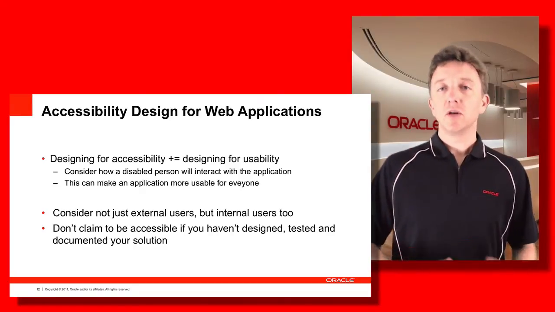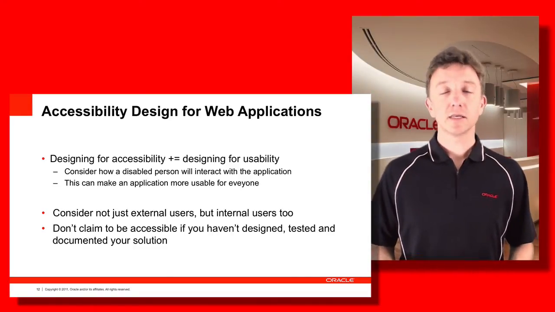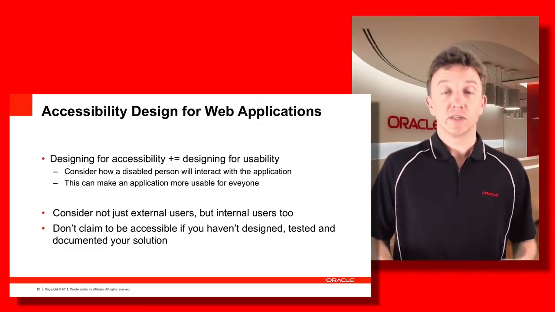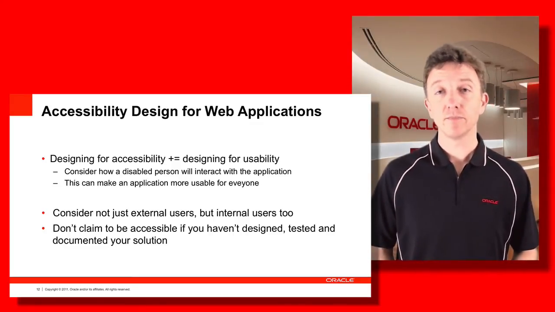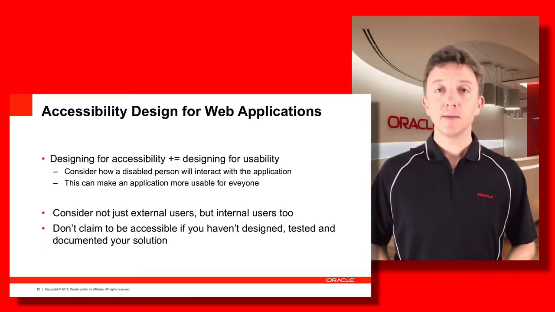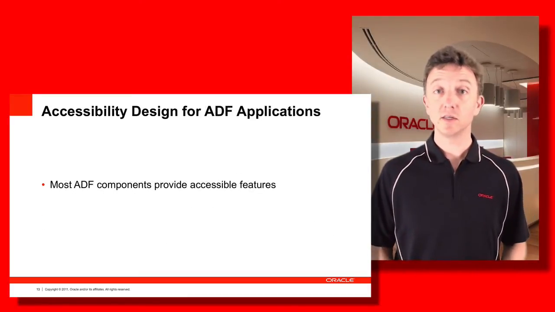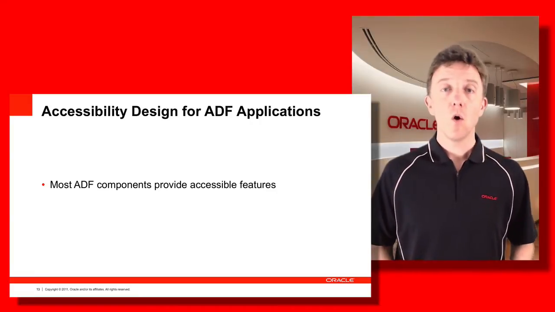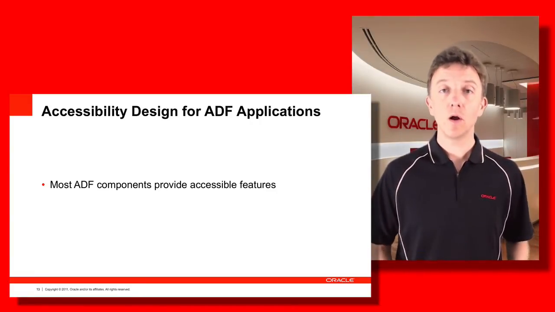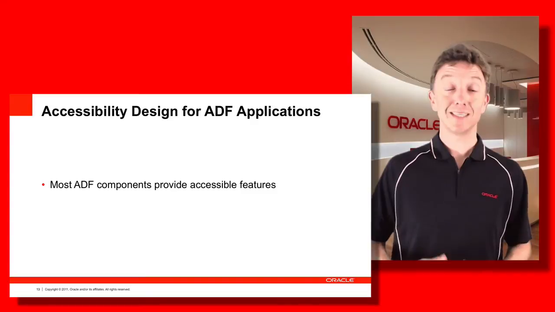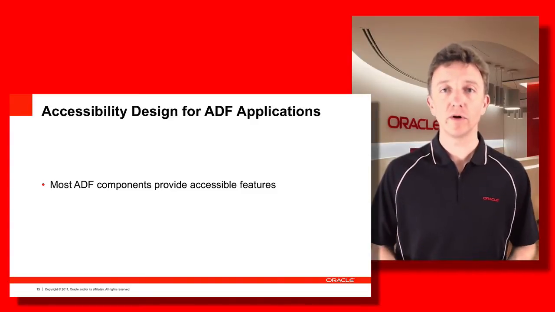Moving beyond just the general idea of designing for accessibility, let's consider designing your application for accessibility using ADF. Now, as I already indicated in this episode, a lot of ADF components have additional accessible features, and they just come out of the box. All you need to turn on is the screen reader mode, or what I call the accessibility mode, and you get them all for free.